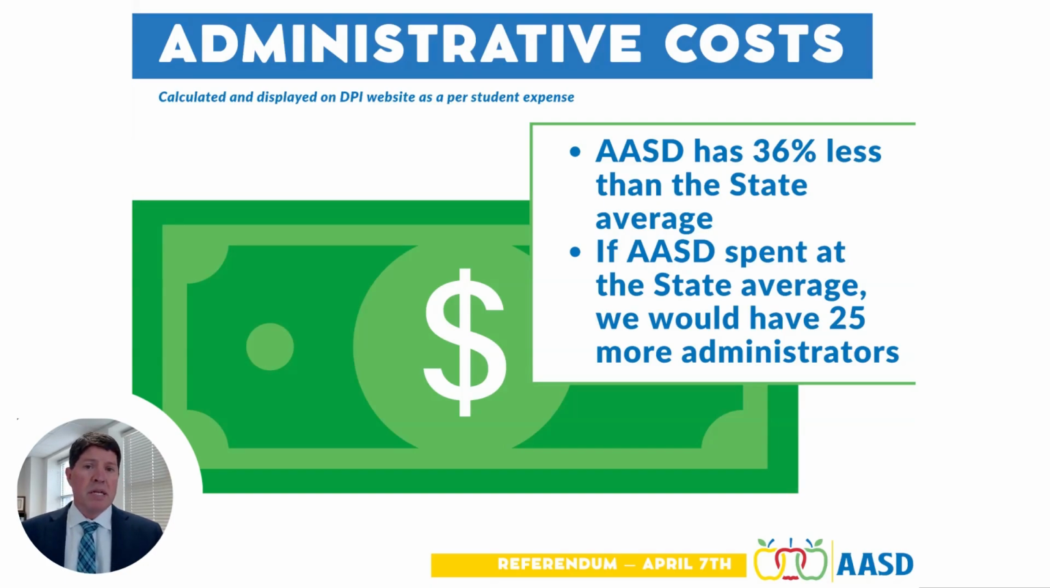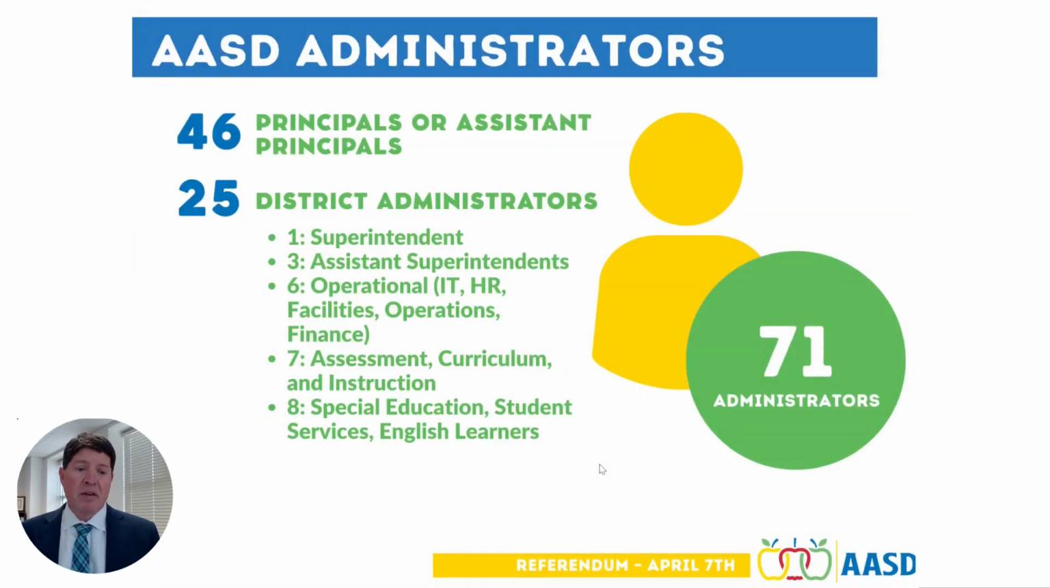Overall, we're spending 10 to 12% less than the average across all of our schools, but a large portion of that underspending is on administrators. If we spent at the state average, we would have 25 more administrators in our district. Now we have 71 administrators, 46 of those work in our schools. They're either principals or assistant principals. And we have 25 district administrators.